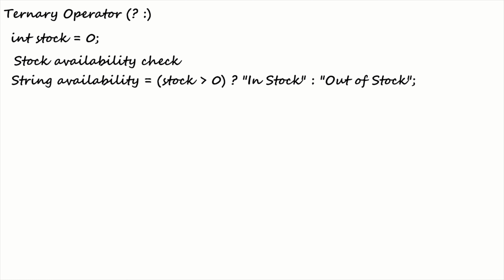So example, think that I have an in stock variable which is 0. Now I want to find out the availability check for a stock. So what I will do is use some condition. In this case, how it works is if this condition is true, this will be assigned to this variable. If this condition is false, then this will be assigned to this variable. So in this case, stock is 0, 0 greater than 0, it's false.